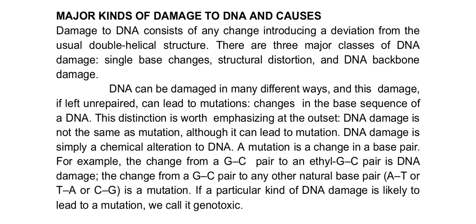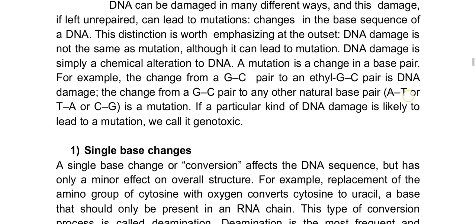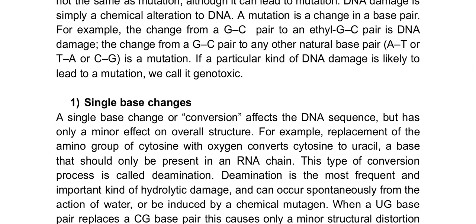DNA damage is simply a chemical alteration to DNA. A mutation is a change in a base pair. For example, the change from a GC pair to an ethyl GC pair is DNA damage. The change from a GC pair to any other natural base pair, AT or TA or CG, is a mutation. So, if a particular kind of DNA damage is likely to lead to a mutation, we call it genotoxic.